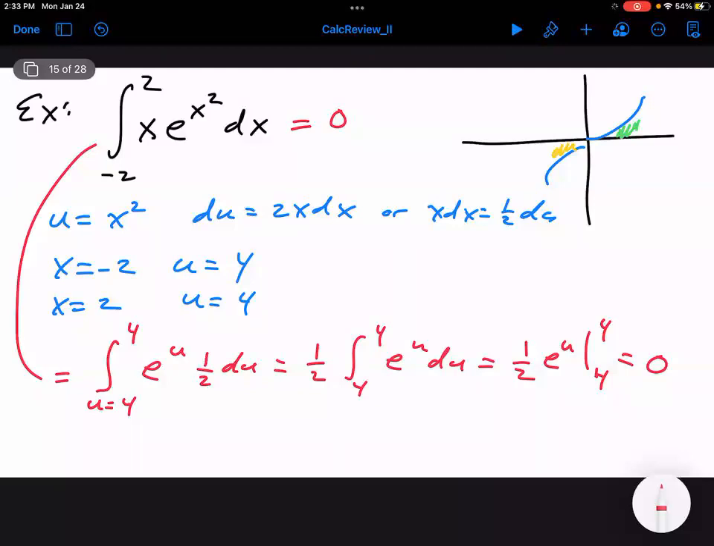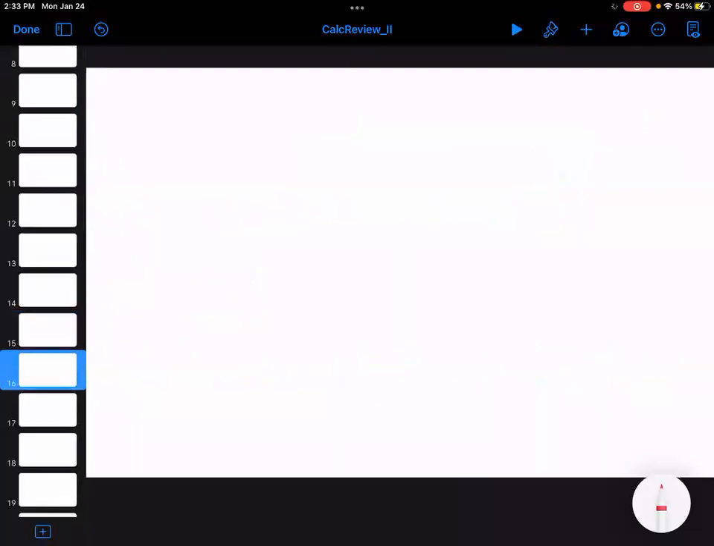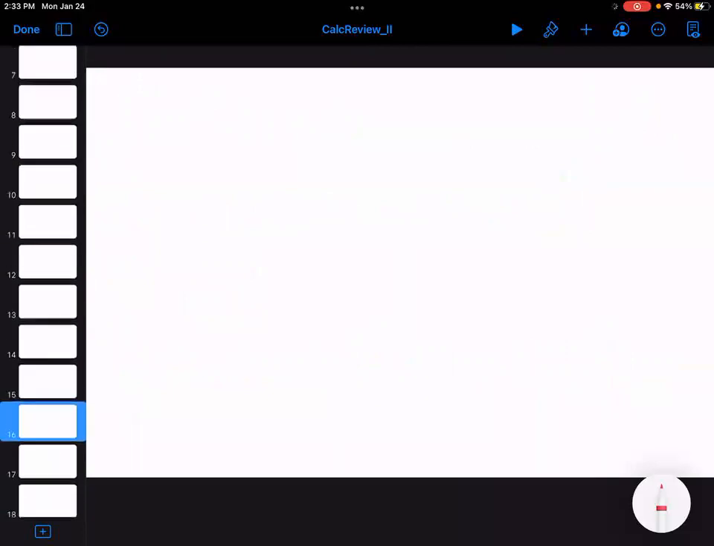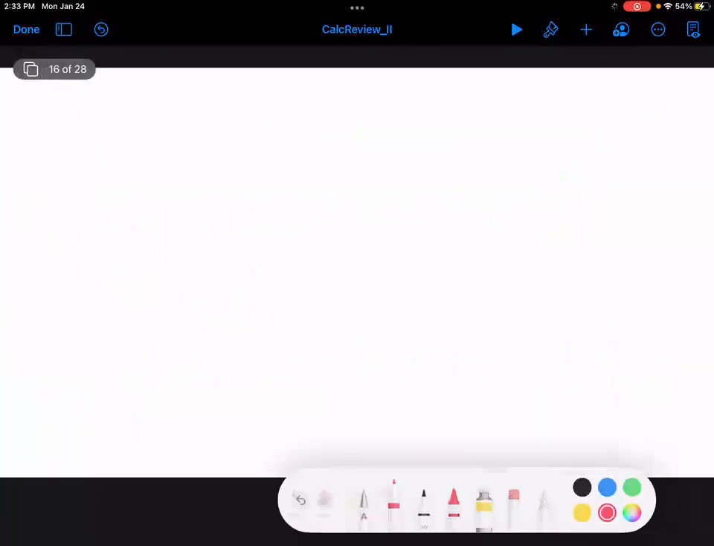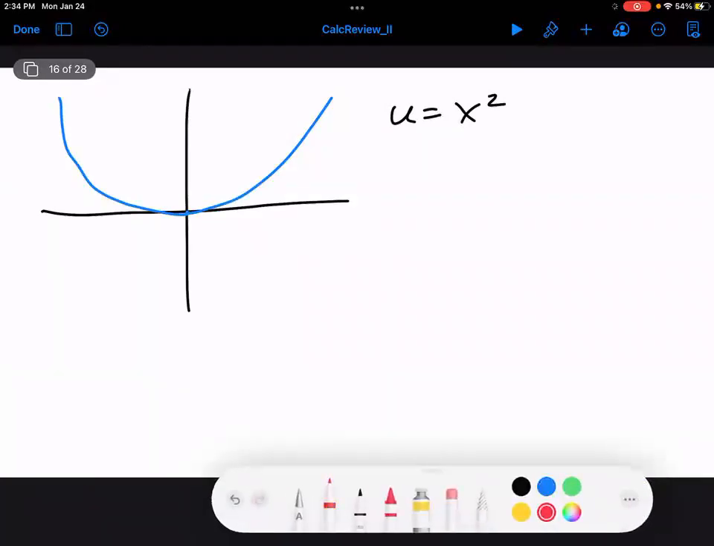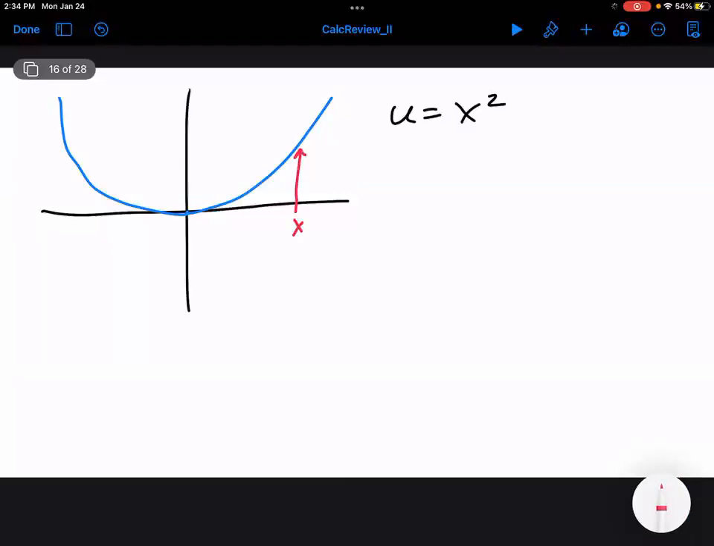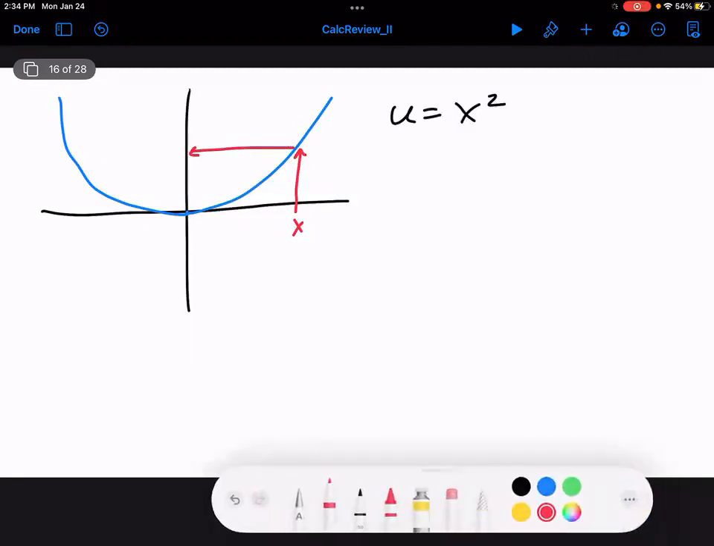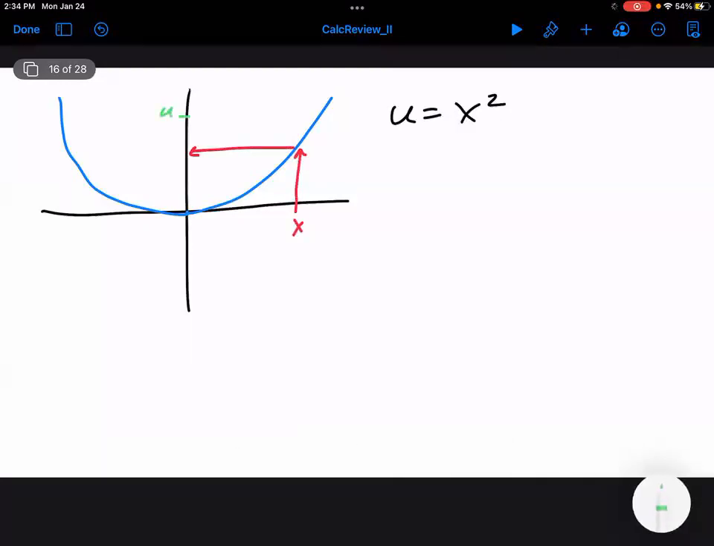Here, when I look at what's going on, here's my plot, u equals x squared. When I plot it, if you give me a value of x, okay, good, it gives me a value of u. But if you give me a value of u, there are 2 different values of x that correspond to it.